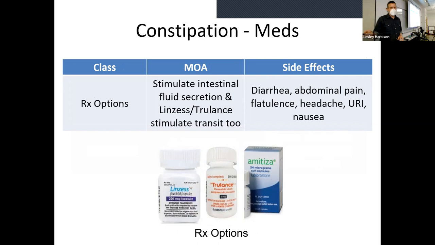Last but not least, I forgot I added the Rx options. These are highly potent drugs that stimulate fluid secretion in the intestines. A couple of these options, the two left-hand ones, Linzess and Trulance, can also stimulate transit, so they're stimulating the muscle contraction through. There's potential for some no-fun side effects, but these are really only used in real severe cases and not very commonly prescribed. But if you see any of these on a patient's profile, you know they're dealing with some pretty severe GI issues.